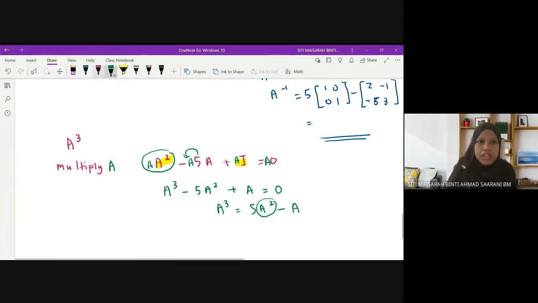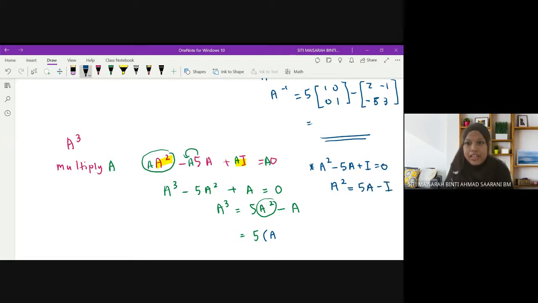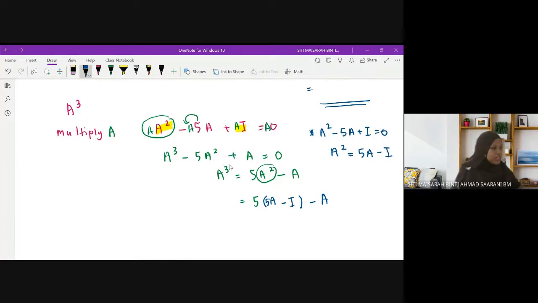Okay, if A squared minus 5A plus I equals 0, then A squared here becomes, let me write. A squared minus 5A plus I equals 0. Making A squared the subject, it becomes 5A minus I. So here we have 5A minus I minus A. If we simplify, this becomes 5A minus 5I minus A. If we simplify again, it becomes 24A minus 5I. This is your A cube.